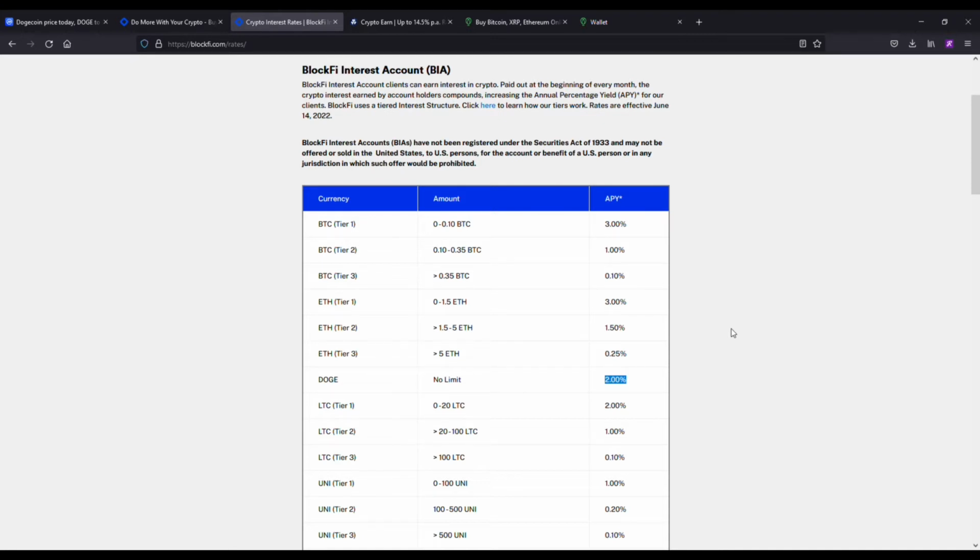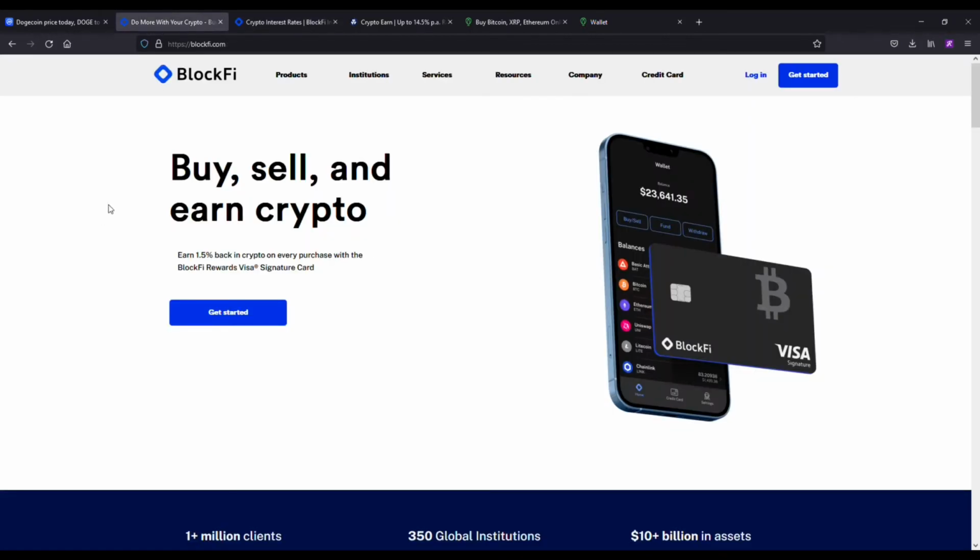It's really cool. I love the layout for BlockFi. I've had a great time using it thus far. I don't hold any Doge here, though. I have some of the BAT token.